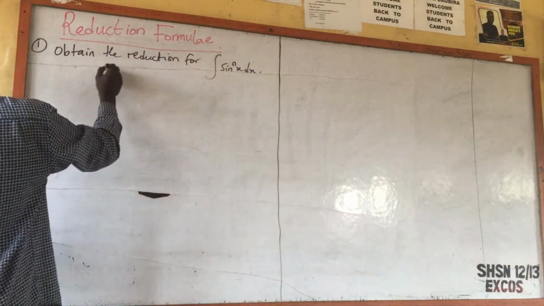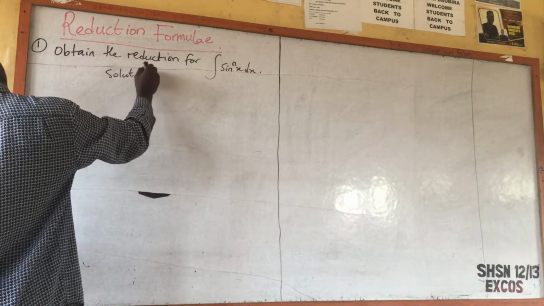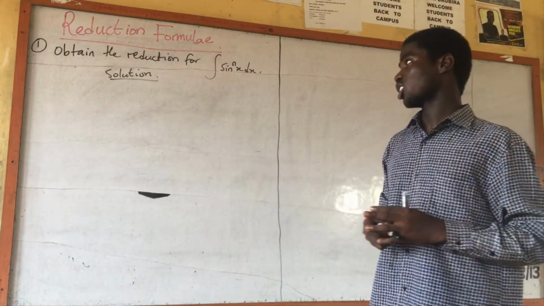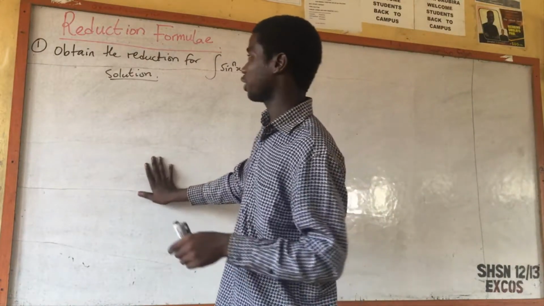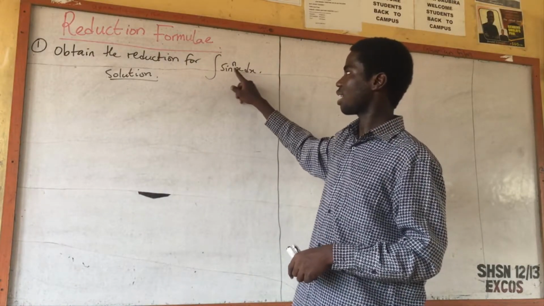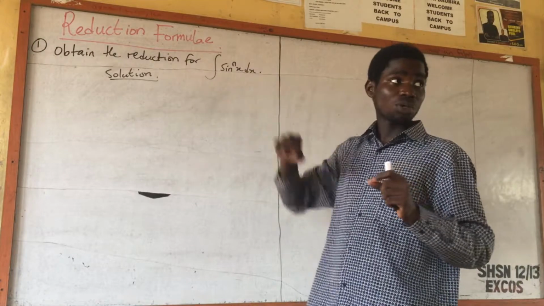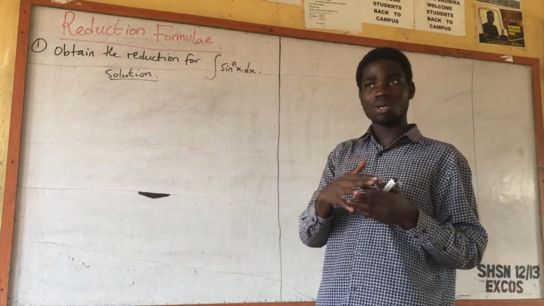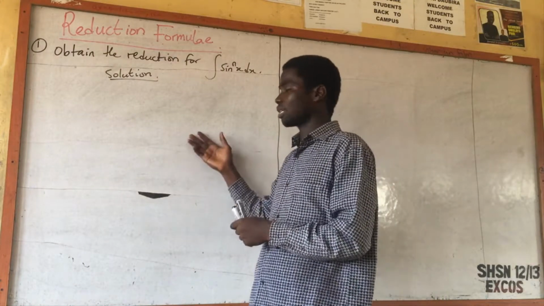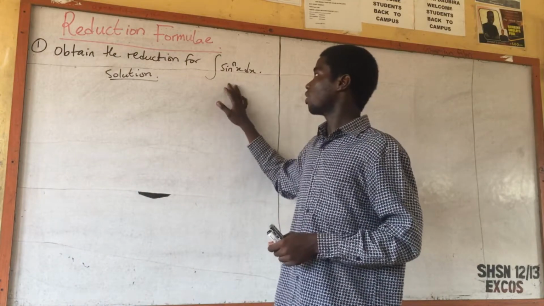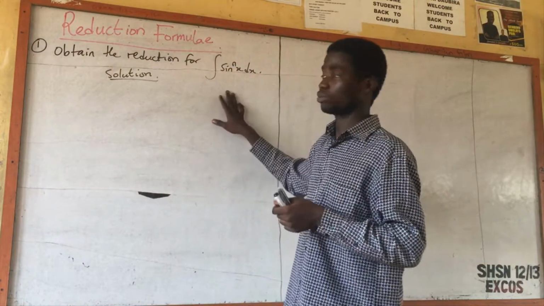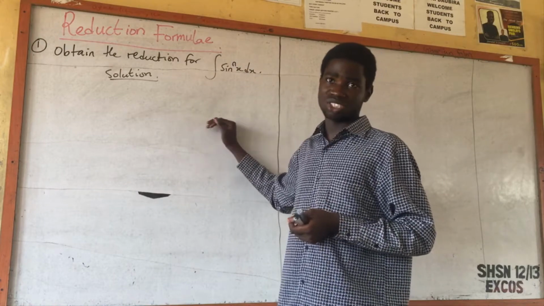So the first thing is we want to obtain the reduction formula. What does the reduction formula mean? The purpose or the aim of the reduction formula, for this sine nx dx, is that we want to reduce the power. We are not solving it directly, but we want to reduce the power in such a way that by the time we now have questions to solve, it will be much easier for us to just apply the formula and use it to solve.